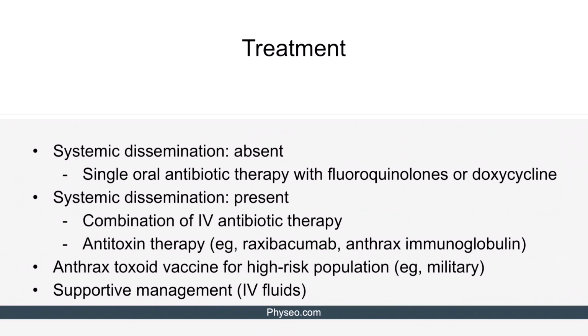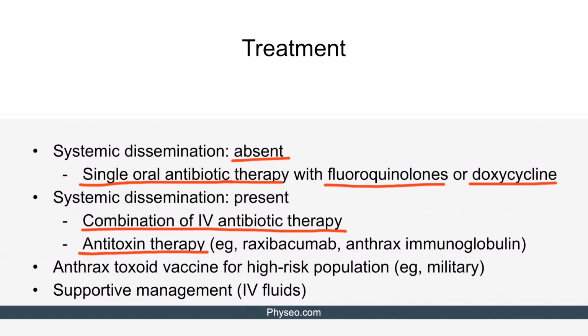finding. The treatment for anthrax must be initiated immediately. A single oral antibiotic therapy with fluoroquinolones or doxycycline is sufficient in cases where systemic dissemination is absent. A combination of IV antibiotic therapy and antitoxin therapy is required for cases with systemic dissemination. Antitoxin therapy like raxibacumab and anthrax immunoglobulin neutralizes toxins.